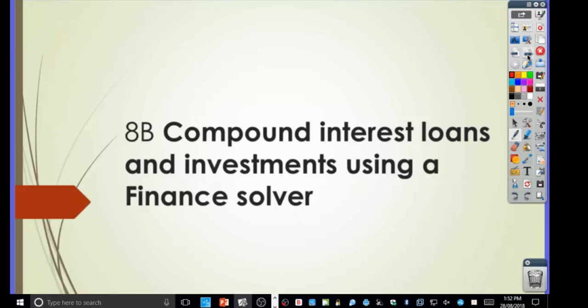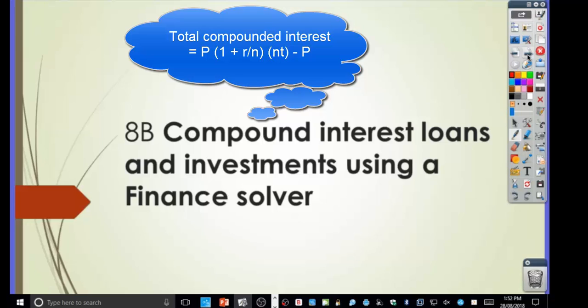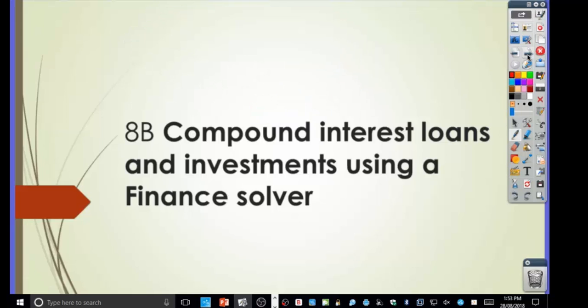Now you did that in year 10 using some complicated formula that said CI equals left bracket 1 plus R over 100 to the power of something, and you have to muck about with that. You don't have to do that anymore. So I'm going to show you how to use something called a finance solver, which is on your graphics calculators.